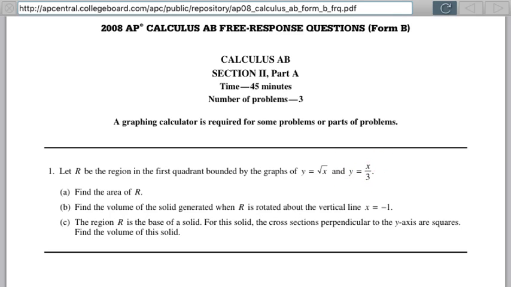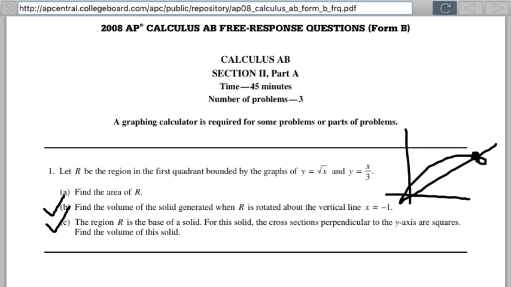You just need to find the intersection where these two curves intersect, and you can visualize what these curves would look like and how they might intersect each other here. You can see that they intersect at the point (9, 3). I'm going to focus on showing you how to set up parts B and C.